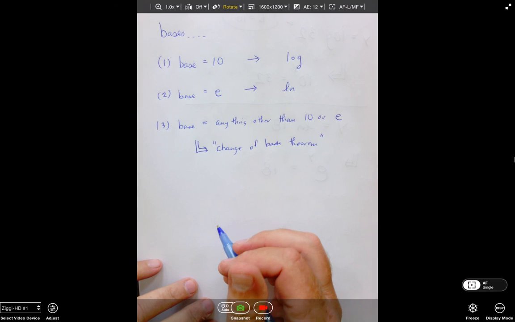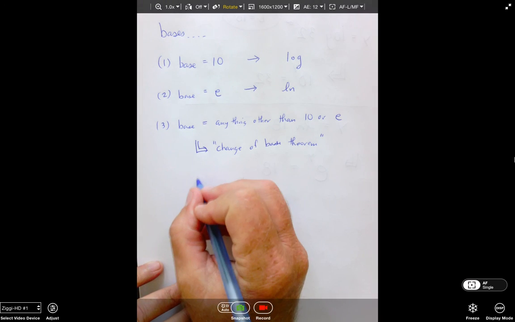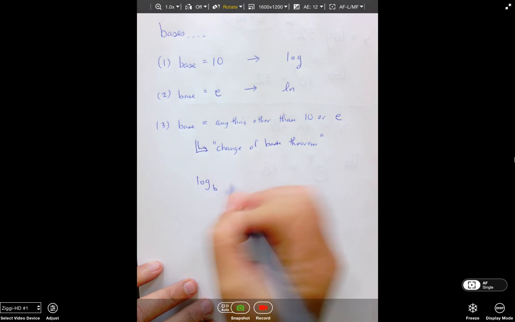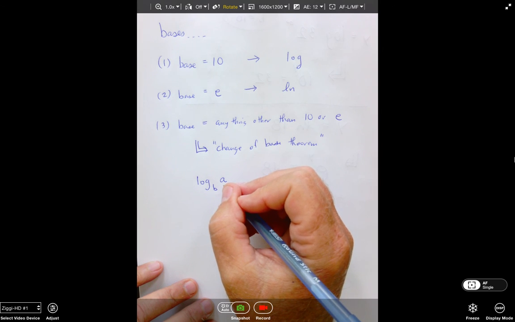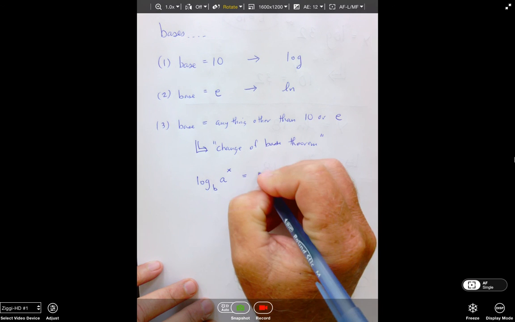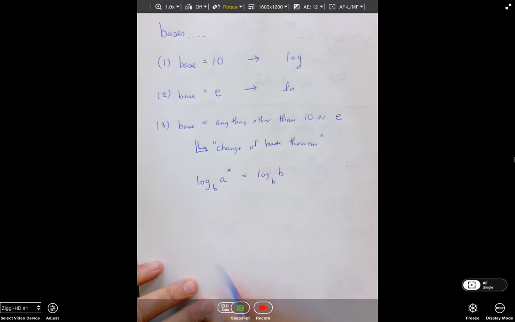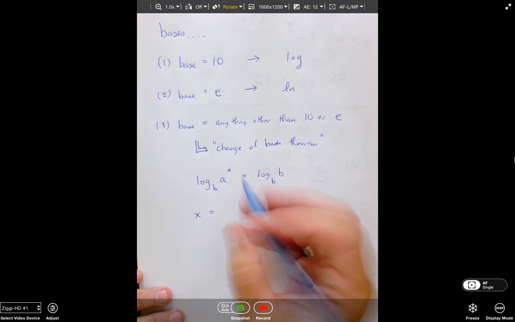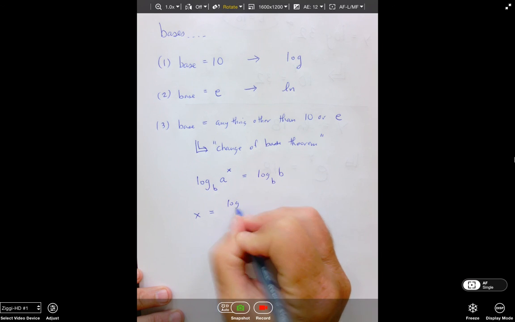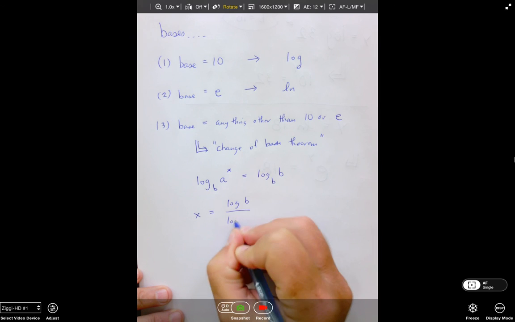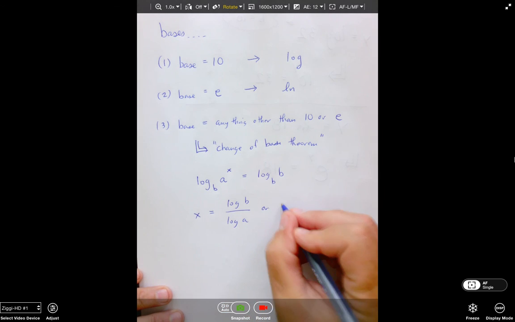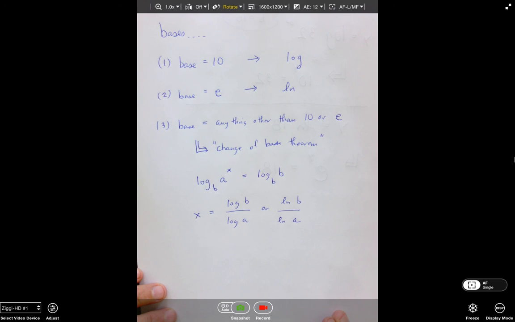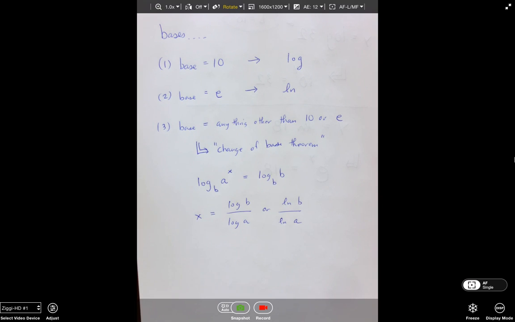And the change of base theorem simply says that if we have log of any base b of something raised to, say, the x power, that x can be found by taking the log of b over the log of a, or the natural log of b over the natural log of a. Okay.